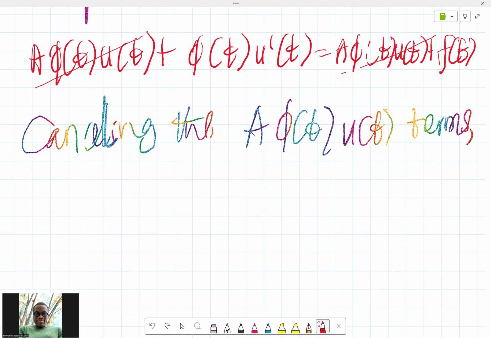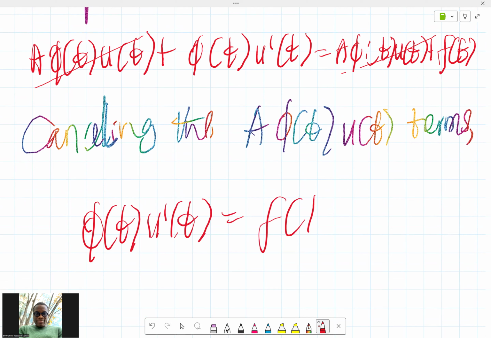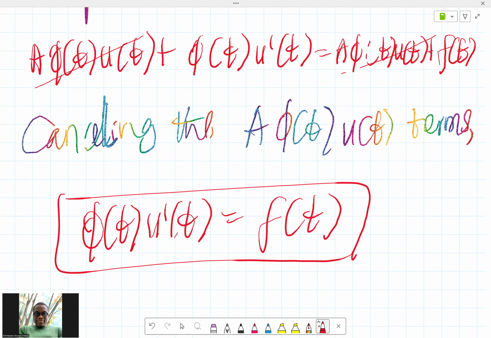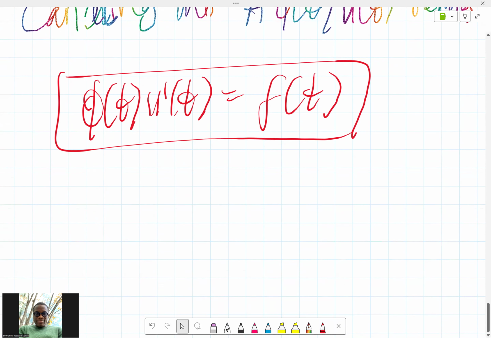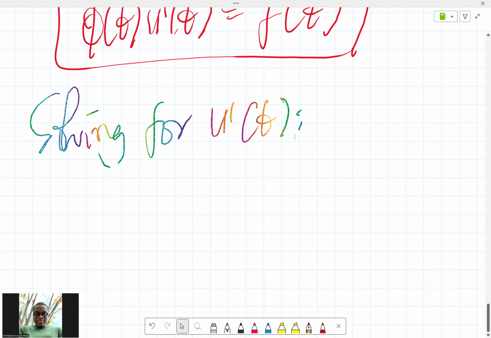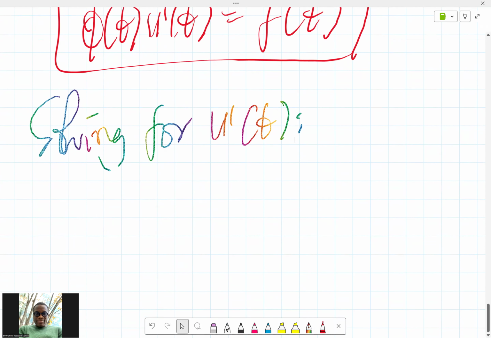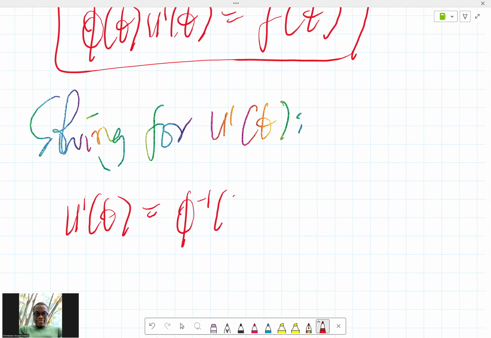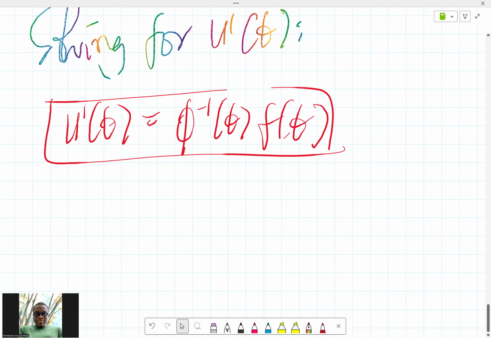Then we have phi of t u prime of t equals the forcing term f of t. Easy peasy. And then we can solve for u of t. Solving for u prime of t, since we're looking for u prime of t, u prime of t is equal to phi inverse of t multiplied by f of t. Okay, we have this. That is u prime of t.